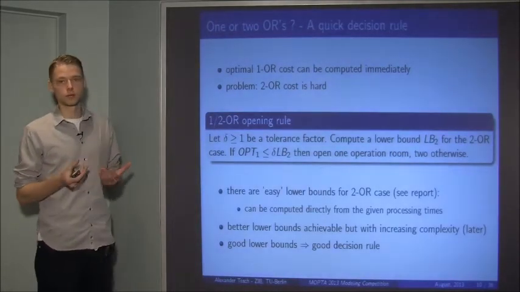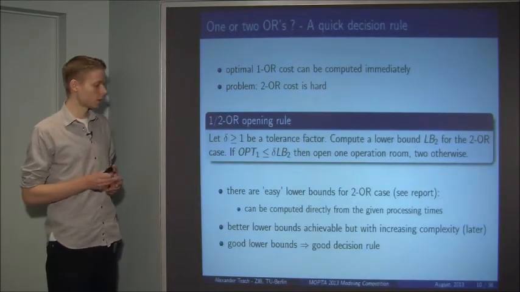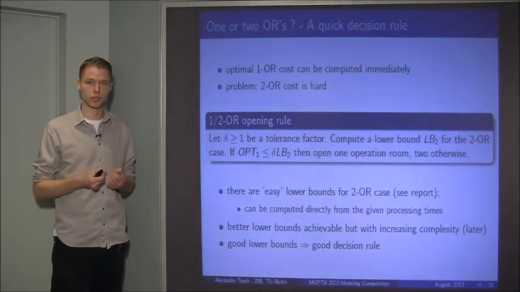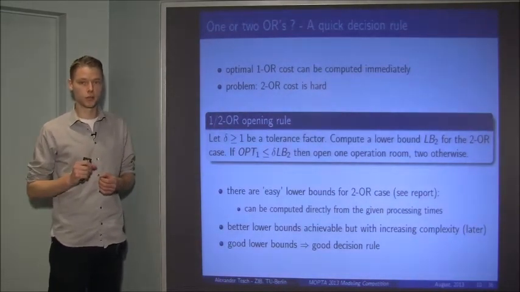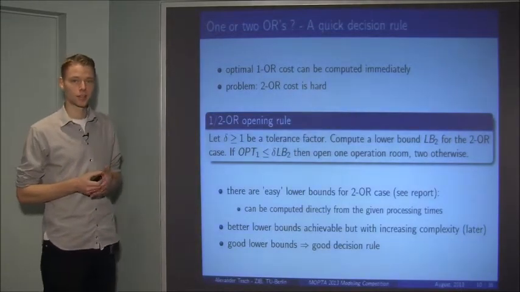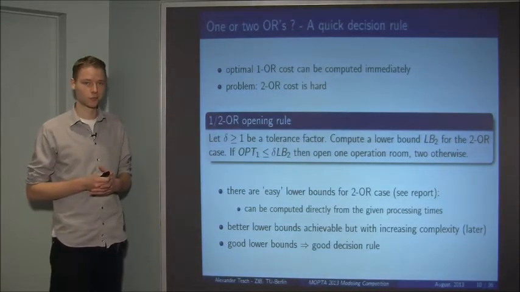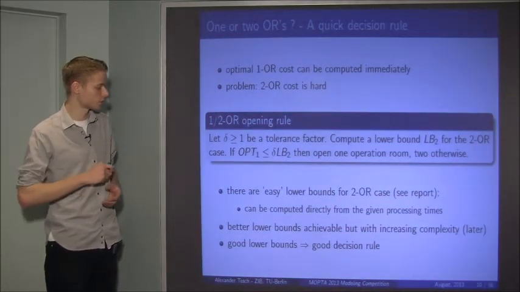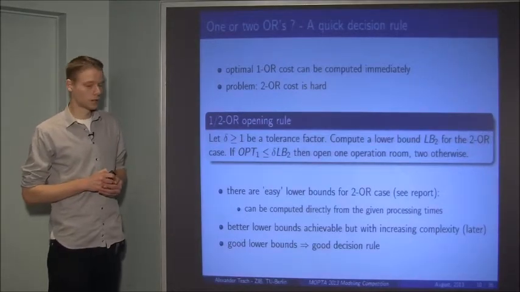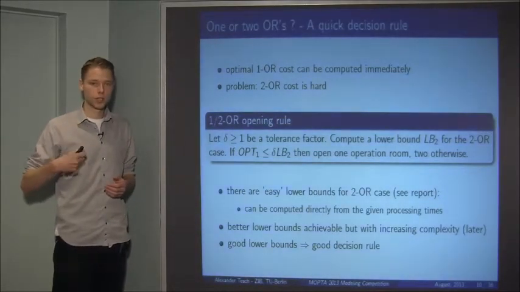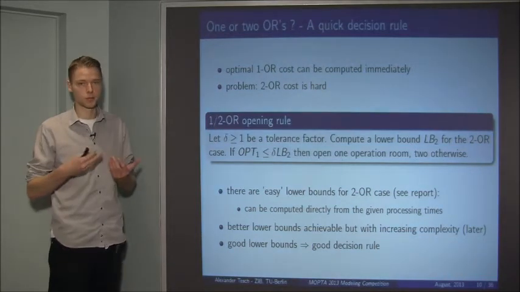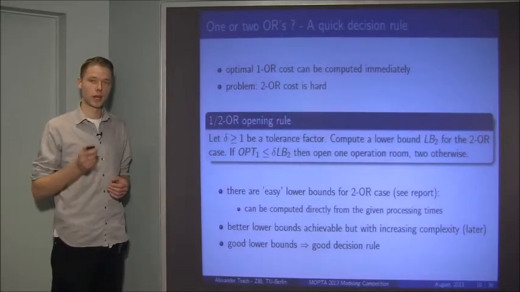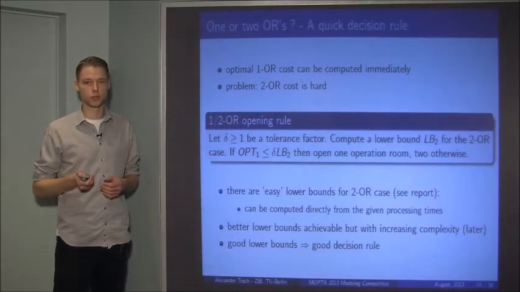And the question is how we can compute these lower bounds. There are some very easy lower bounds to obtain just from the given processing times that can be computed immediately, just by some Excel table or something like that, and this is very practical for some common ways to deal with those. But there are also much more difficult lower bounds to obtain. That means we need much more computation time to obtain these lower bounds. And the better lower bounds we have, the better decision rules there are.